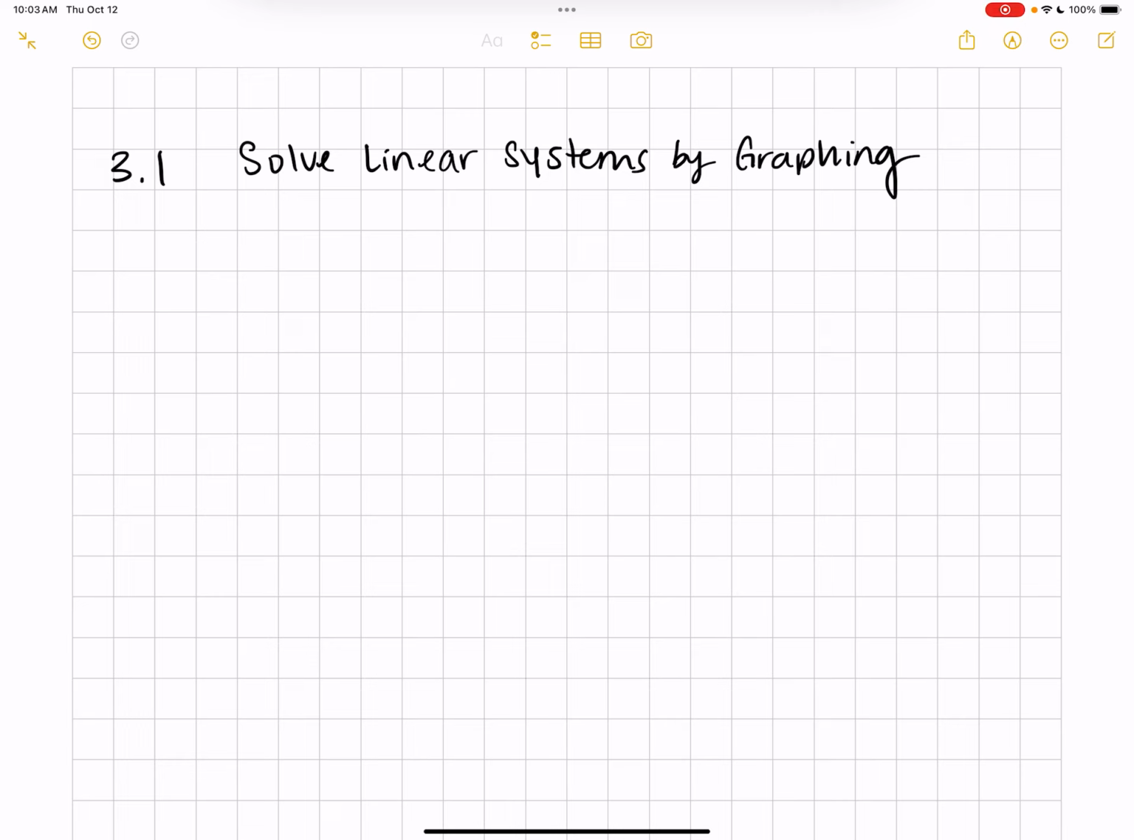So, number 4, these say to graph the linear system and estimate the solution and then check the solution algebraically. So basically just plug it back in and make sure that it works in the equation. So starting out with an easy one, y equals 5x plus 2 and y equals 3x.